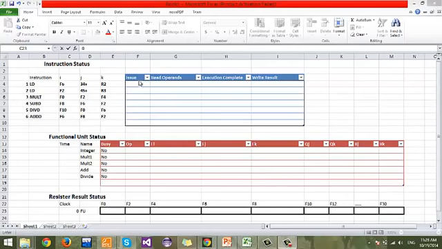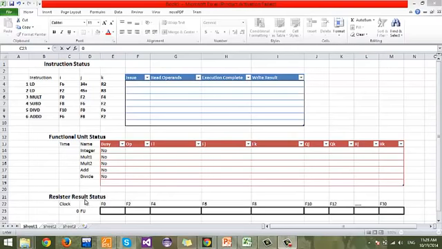In scoreboard, there are 4 stages: issue, read operands, execution complete, write result. We will see these in detail. And in scoreboard, there are 3 units: instruction status, functional unit status, and register result status. Instruction status contains the current status of the instructions, and functional unit status contains which functional unit is currently operating and what functional units are doing, whether it's busy or not busy. We can get this sort of information from functional unit status.